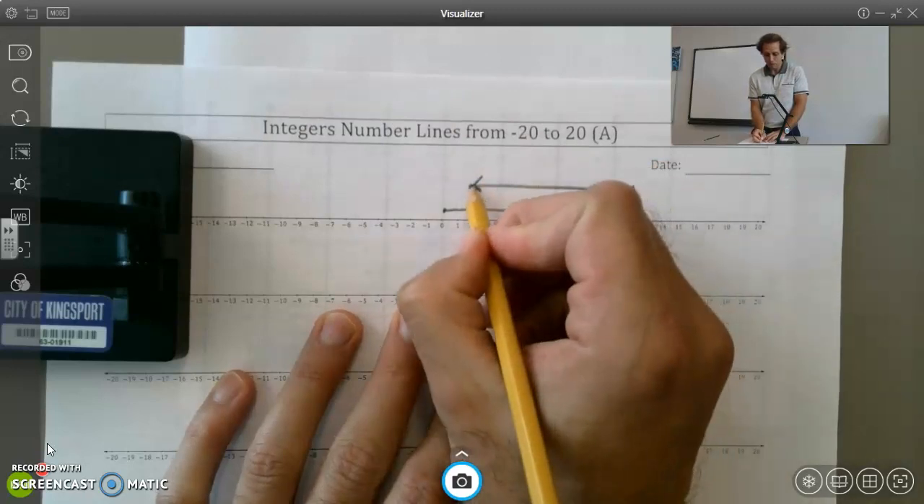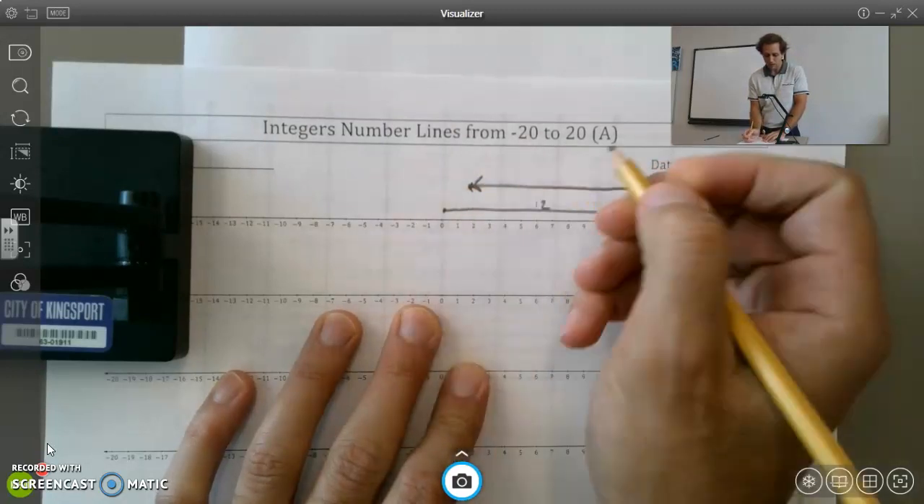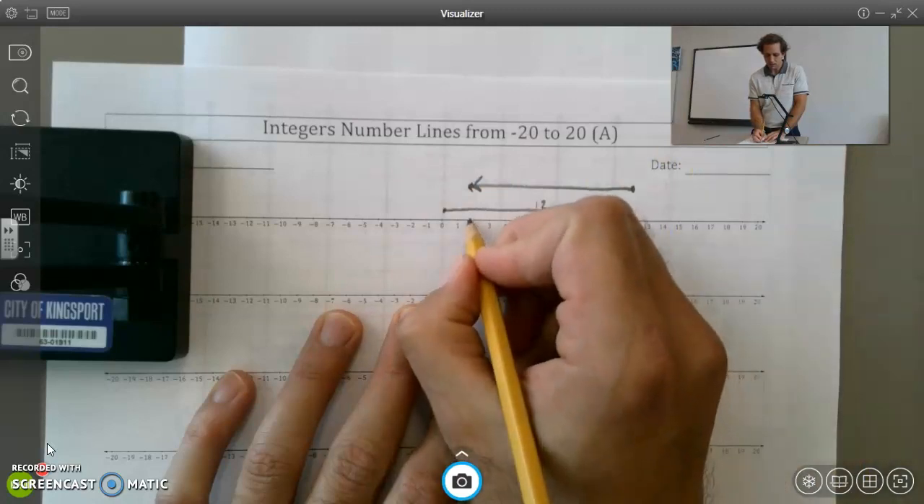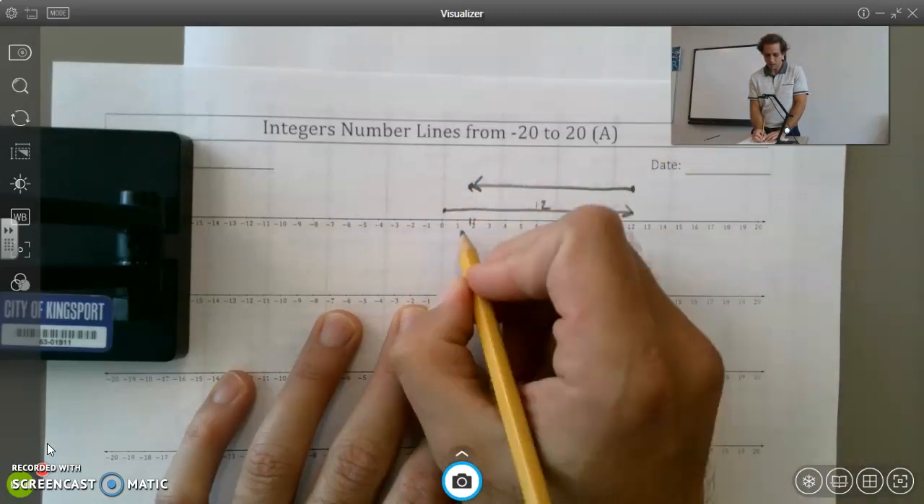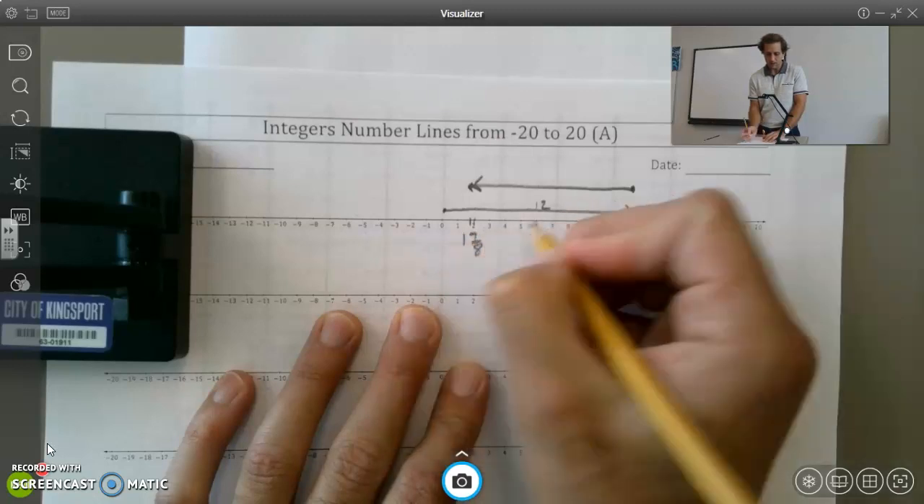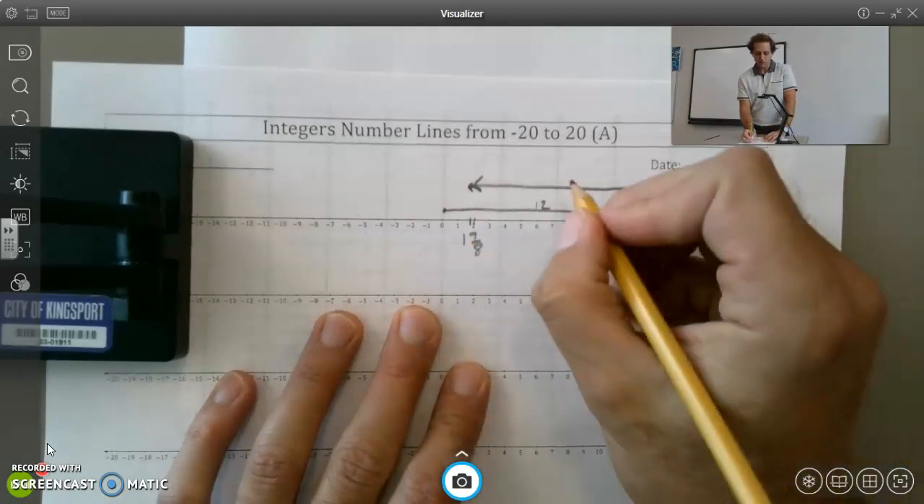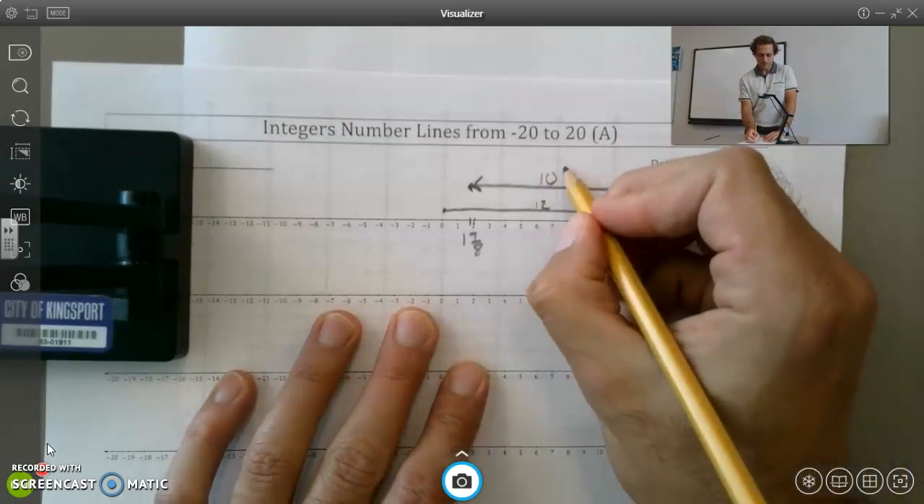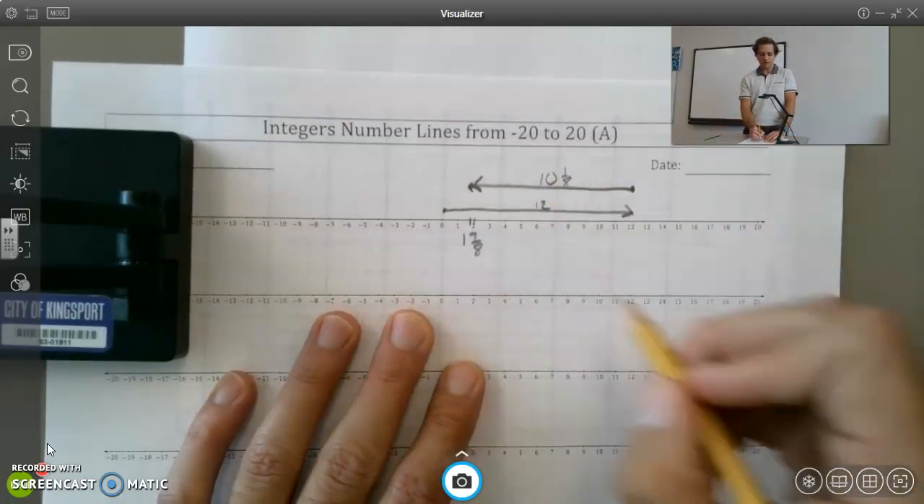But I still need to go 1/8. So I'm going just a little further, and that's going to cut in between 1 and 2. And that's going to be at 1 7/8. So that would be our answer.